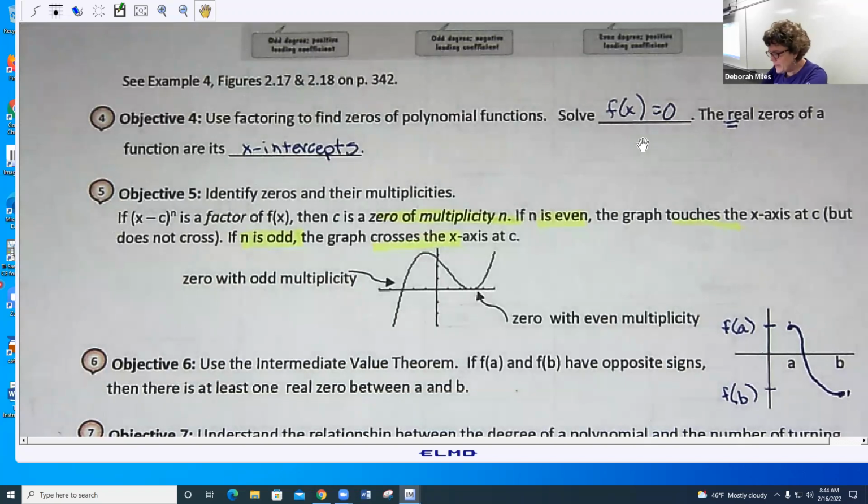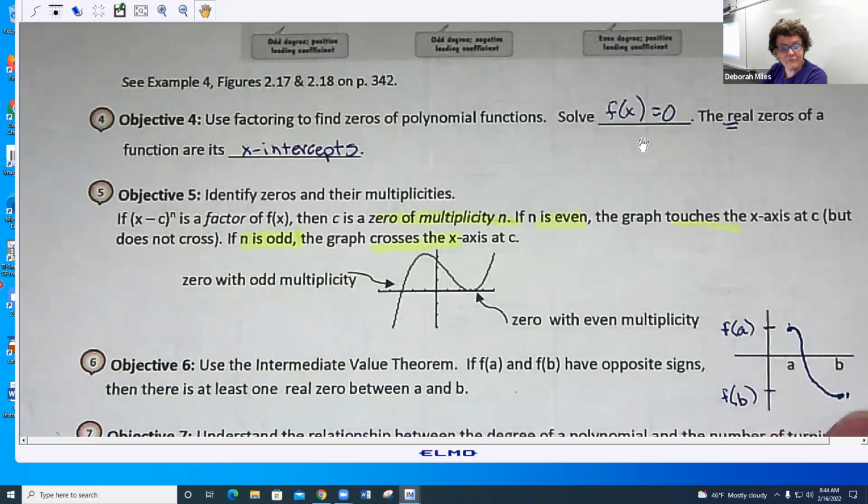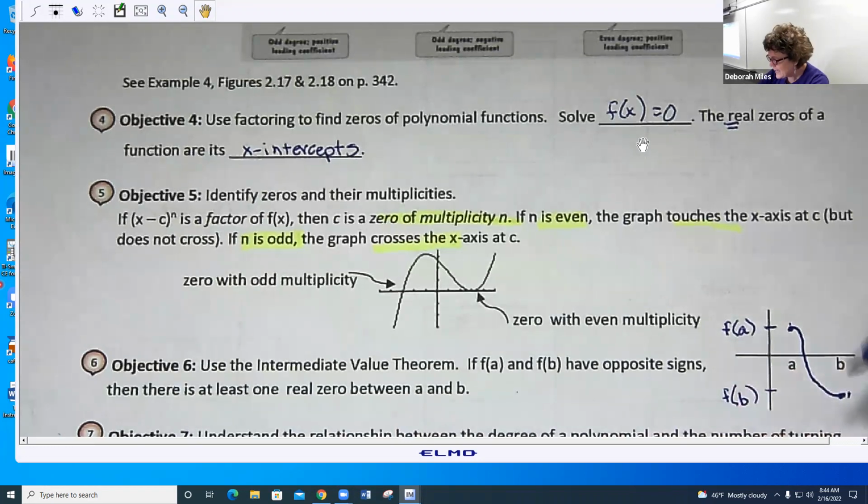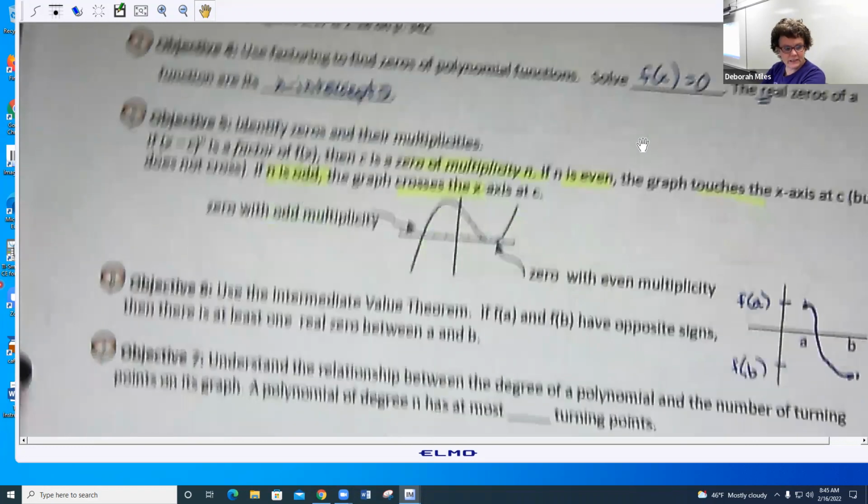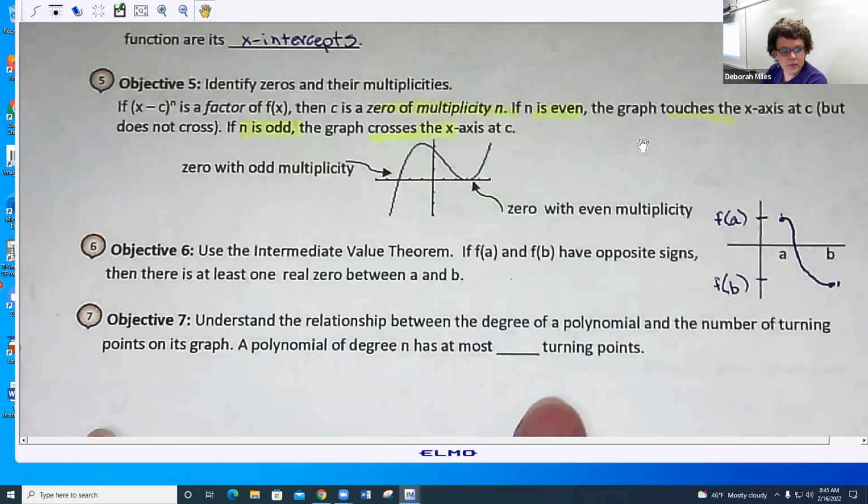And so what the intermediate value theorem tells us, I gotta sneeze, excuse me, is if f of a and f of b have different signs, then there has to be at least one real zero somewhere between a and b. It doesn't really help us find that zero. It just tells us there has to be one. All right, last thing before we get to our examples.